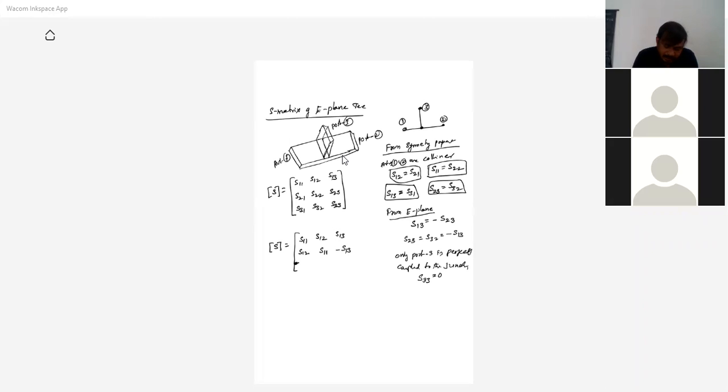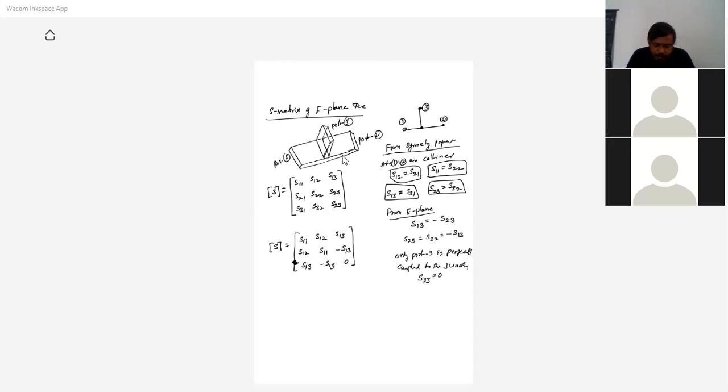S31 is S13 only. This is S13. What is S32? S32 is minus S13. So this is 0 because of perfectly coupled. S33 is 0 because of perfectly coupled, right? Now S11, S12, S13.